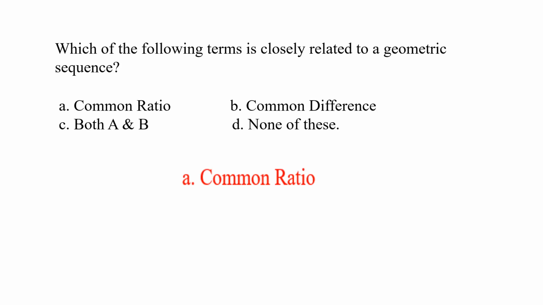Next slide. Which of the following terms is closely related to a geometric sequence? What term is encountered in a geometric sequence? Is it A, common ratio? Letter B, common difference? Letter C, both A and B? Or D, none of the above? Of course, in a geometric sequence, the common ratio, or the value of r, is there. So therefore, the correct answer is letter A.